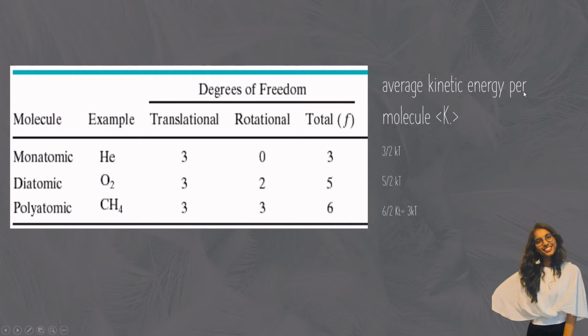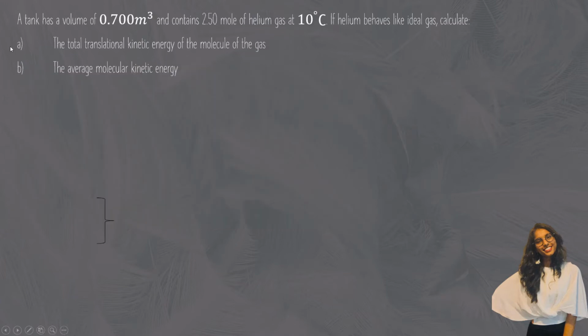For average kinetic energy per molecule, the formula is 3 over 2 kT. For diatomic gas it equals 5 over 2 kT, and for polyatomic gas we get 6 over 2 kT, which we can simplify to get 3 kT. So let's move on to a question.